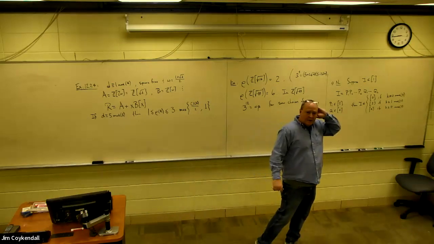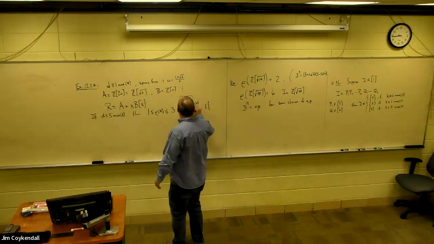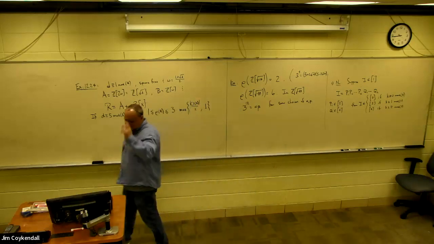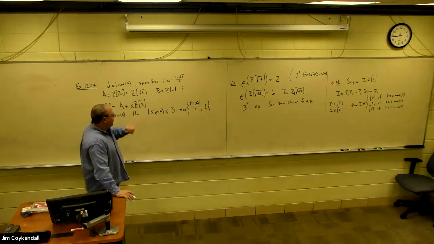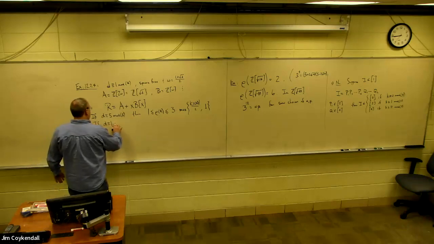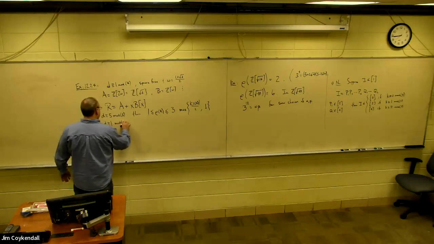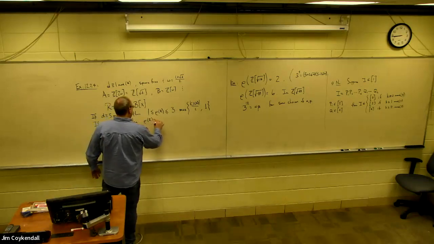Is that the order of the question? That's the order of the question. Oh, I'm sorry. Yes, of course it is. So minus, right? If D is equal to 1 mod 8, then the elasticity of R is infinity.